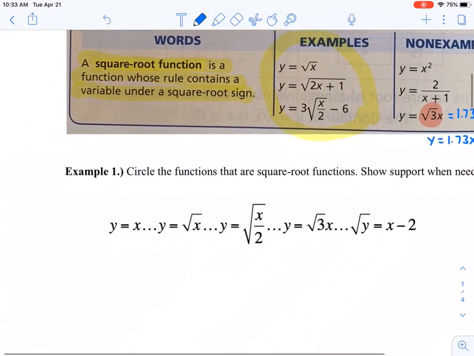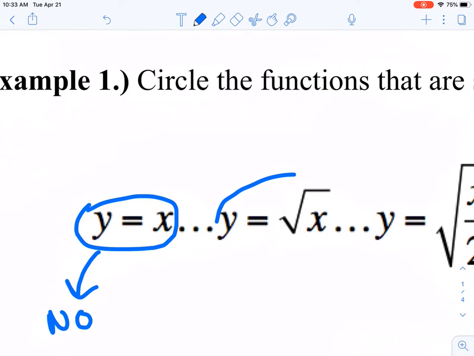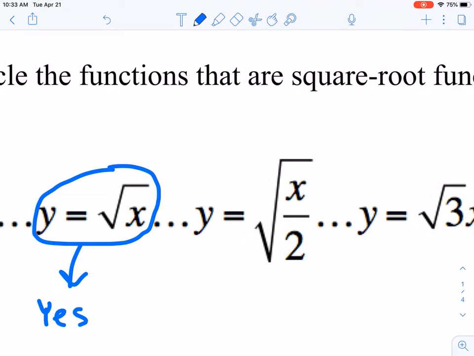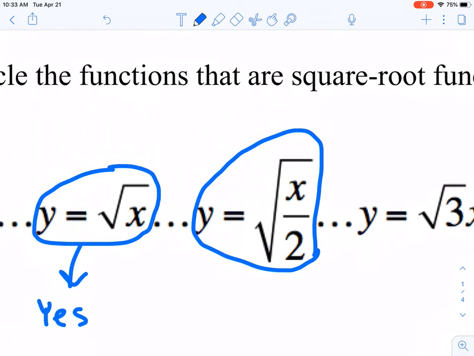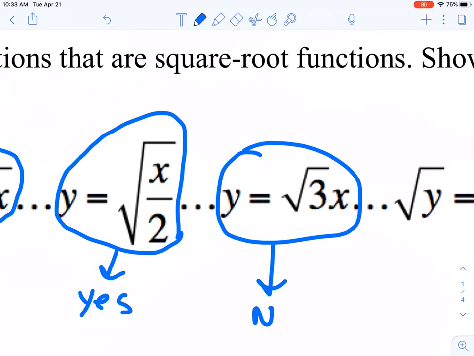So if we look down here, we look at different equations and are asked to identify if these are square root functions. The first one obviously is not. The second one, do we have a variable inside of a square root? Yes, we do. So that is a square root function. The third one here, do we have a variable inside the square root? Yes, we do. The fourth one, again, pay attention here. Is that a square root function? No, the variable is not inside the square root, so this would be no.